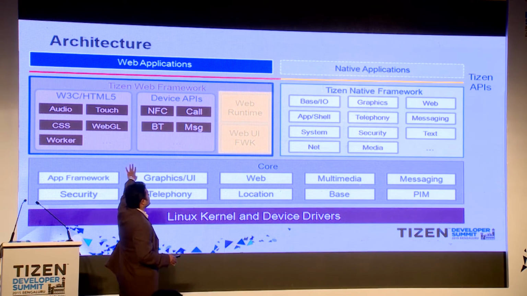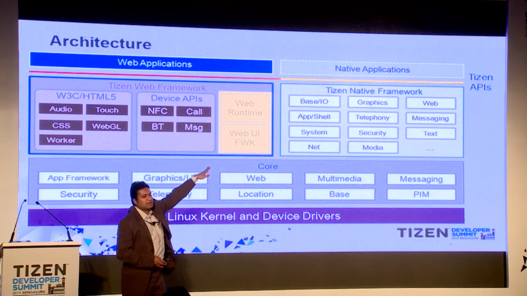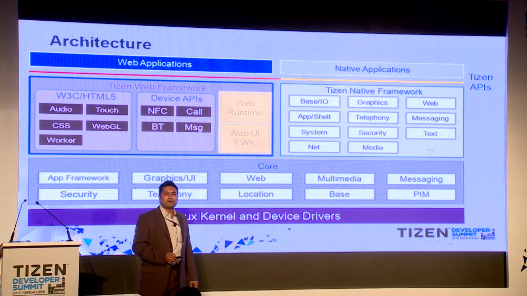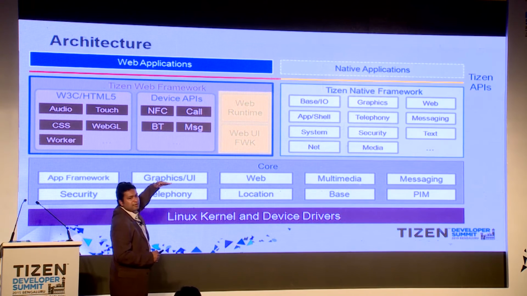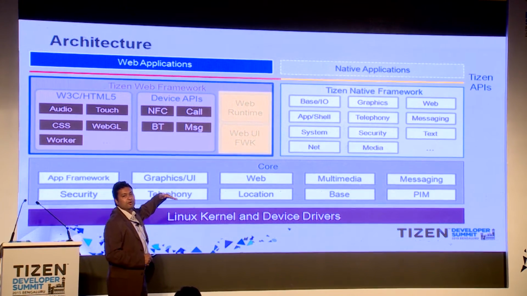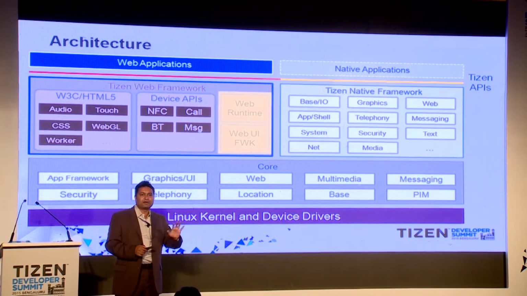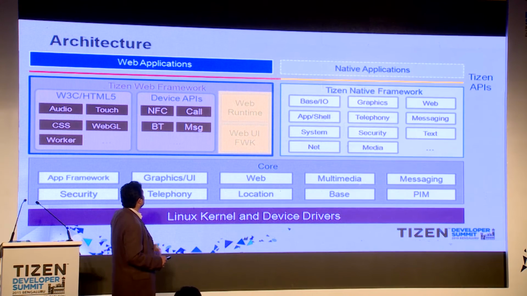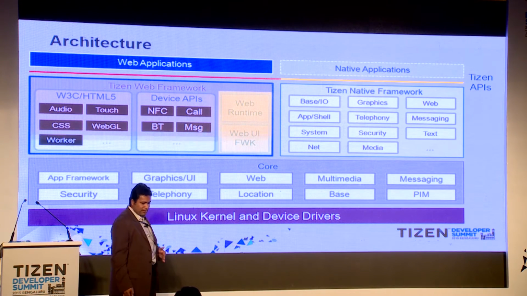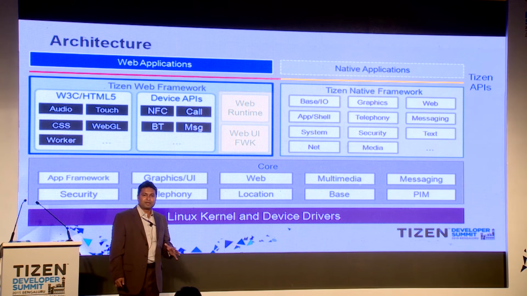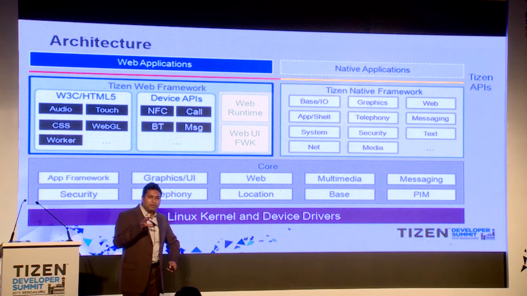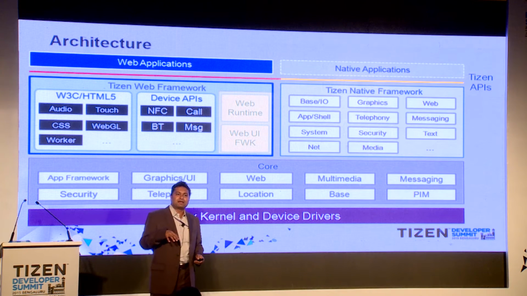On top in the red, I am showing the web API, and this side in yellow shows the native APIs. And all the web applications use Tizen's web APIs. What are web APIs? I will be talking shortly on that. But just below these web APIs, we have the Tizen web framework that contains the implementations of these web APIs that are exposed to the user.